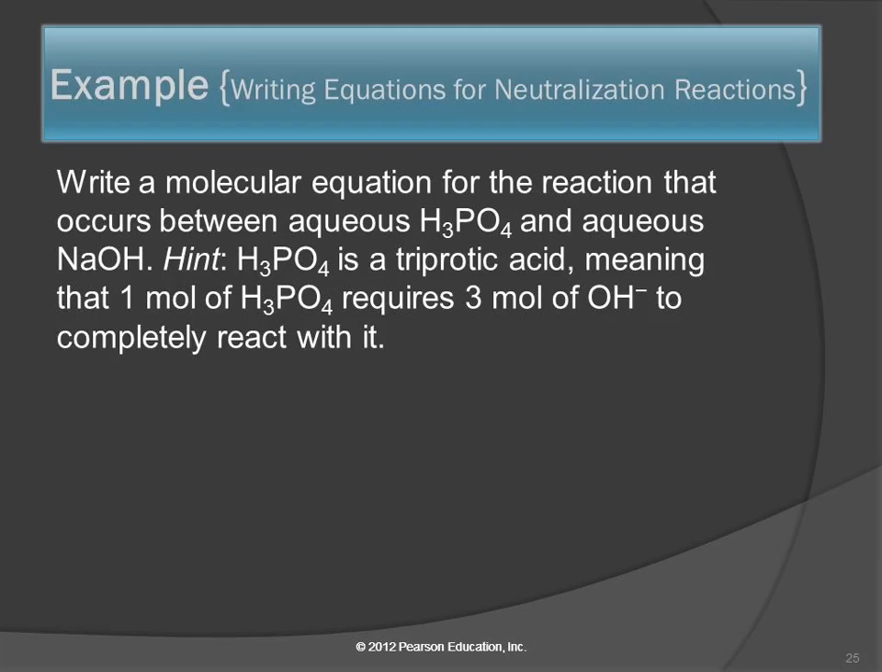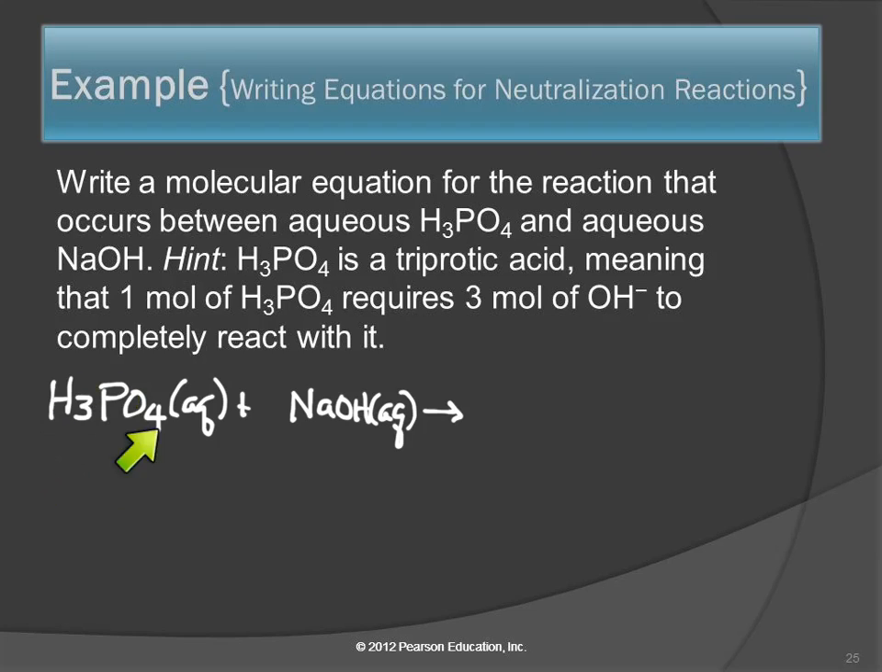To write an equation, we need to write the formulas for each of the compounds. And those are given here. So we have H3PO4. And we're told that's aqueous, so we'll put AQ. And the other reactant is sodium hydroxide. I'm going to leave a little space there in case I need a coefficient. And there's my arrow.